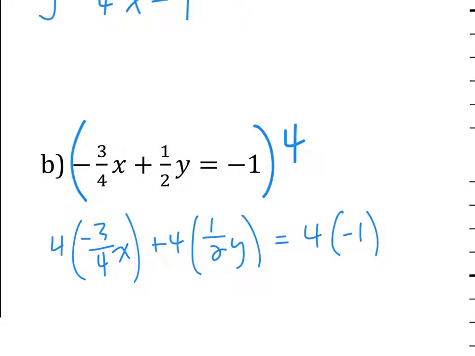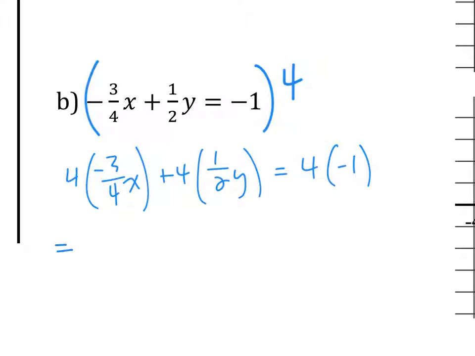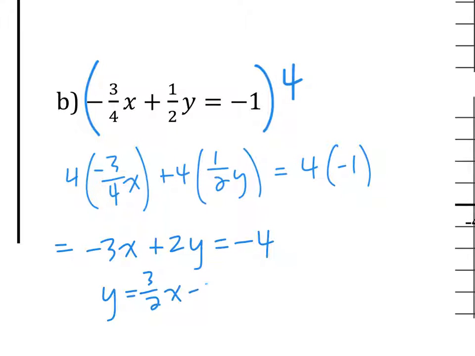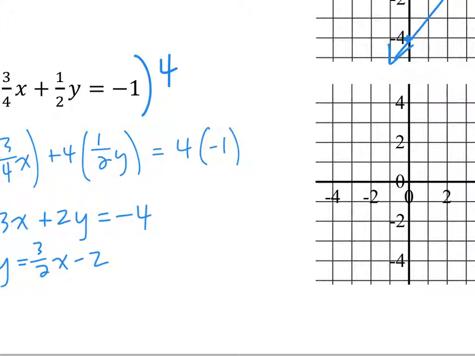Okay, multiplying by 4 means multiplying everything by 4. Okay, so this is going to be -3x plus 2y equals -4. And then from there, it's easy to calculate. y is equal to 3/2 x minus 2. So you start at -2 and go up 3/2.